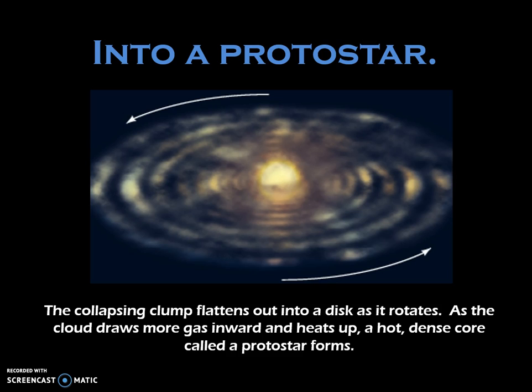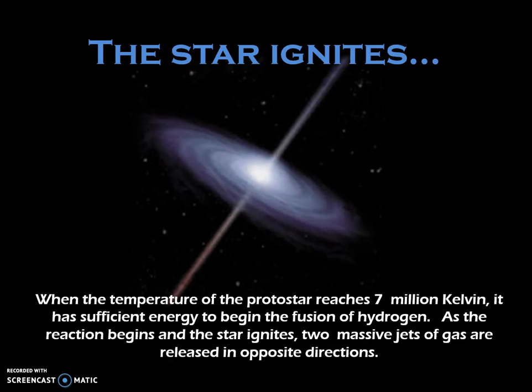Again, it spins faster and contracts and spins faster as the temperature soars until we hit the magic number. And the magic number is 7 million Kelvin. At that number of degrees, the star has enough energy to begin the fusion of hydrogen. Hydrogen plus hydrogen equals helium in a huge nuclear reaction. The binding energy that keeps individual nuclei separate is released in a huge surge of power.